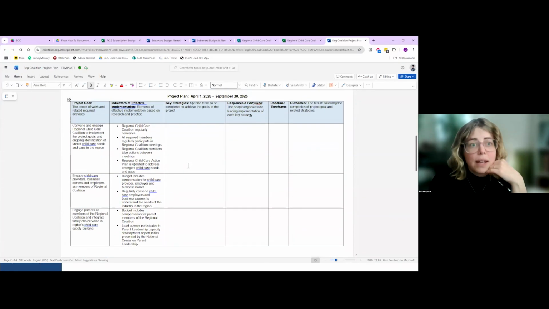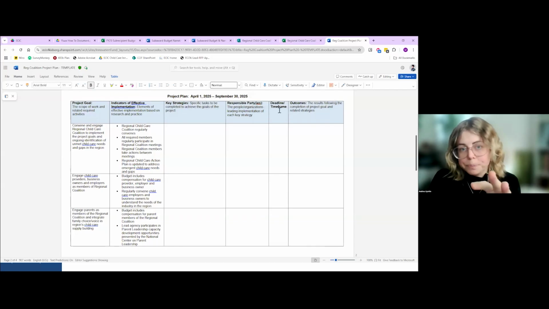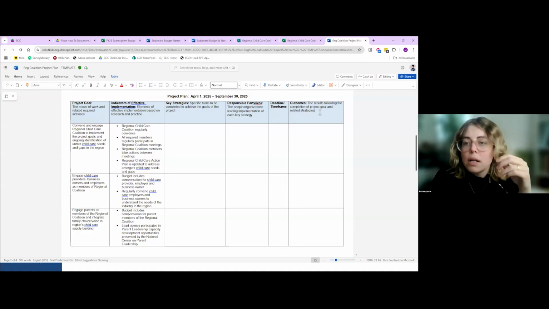Thank you, Misty, for pulling that up. You can see here it's got the date, but what we're really going to want to see you implement here is the key strategies, responsible parties, the timeline or deadline, and the outcomes. And in our experience, it is better to be more specific than not in these sections, especially with timelines and outcomes and things that are going to happen.